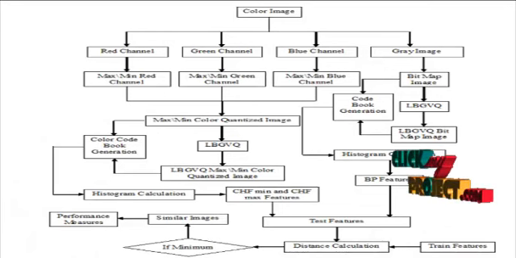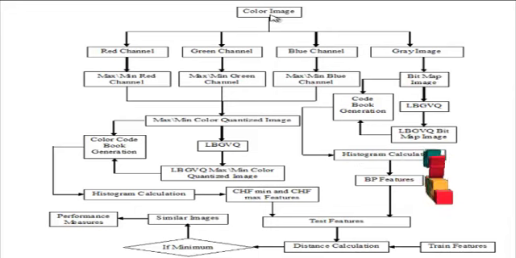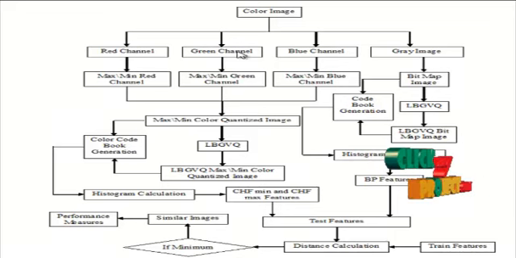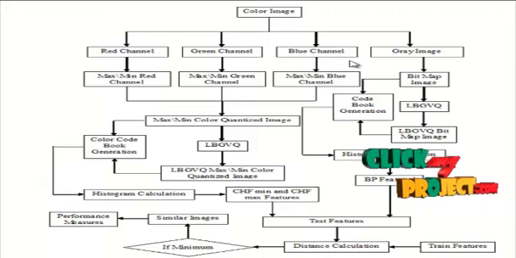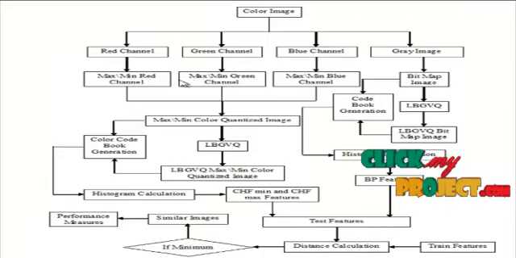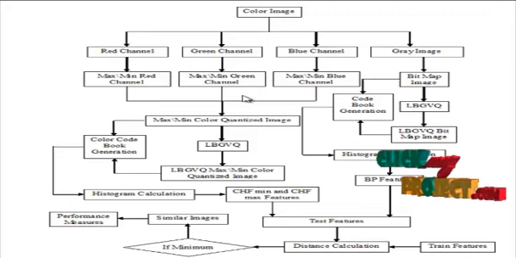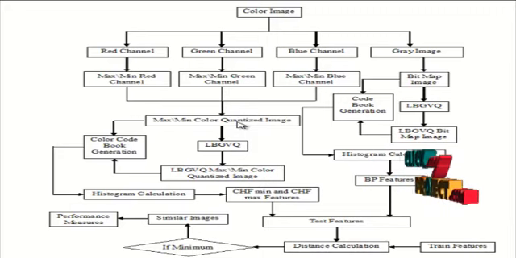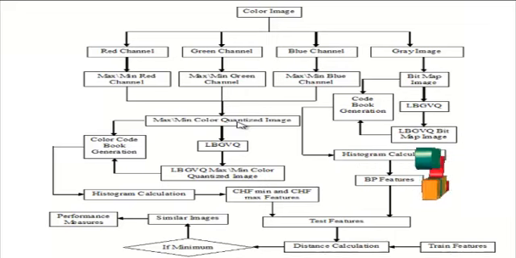Let us see the flow diagram of the process. The input color images were taken. The images were divided into red, green, and blue channels, and from these channels, the maximum and the minimum values were calculated, and the maximum and minimum red, green, and blue channels were obtained. Using this, the color quantization is obtained. After that, we get a maximum color quantizer and a minimum color quantizer.